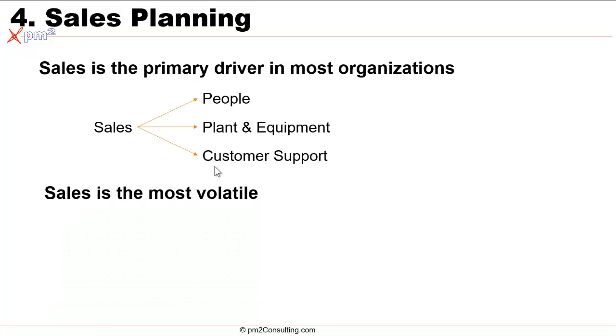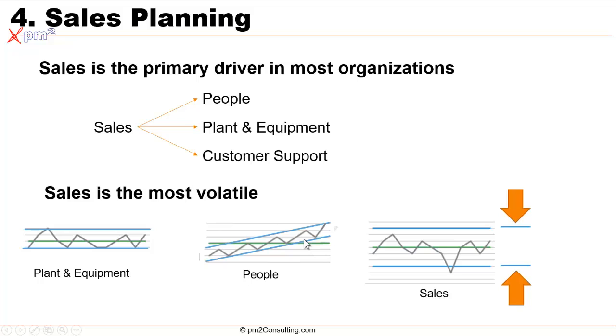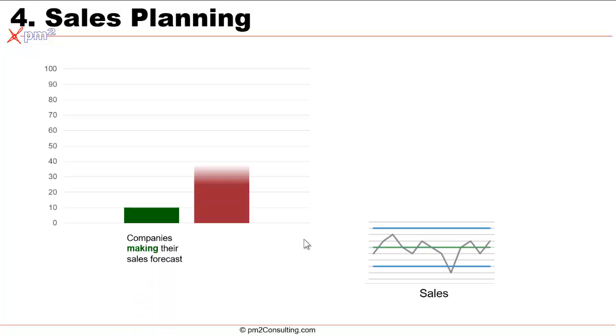But sales is the most volatile. If we do a control chart on plant and equipment, it's a pretty tight tolerance between upper and lower thresholds. Even with people, we can predict the growth level, and it's fairly predictable, tight tolerance. But if we take a look at sales, the problem is it's very volatile. It's unpredictable, and we need the ability to, with agility, react to it. So what's that look like?